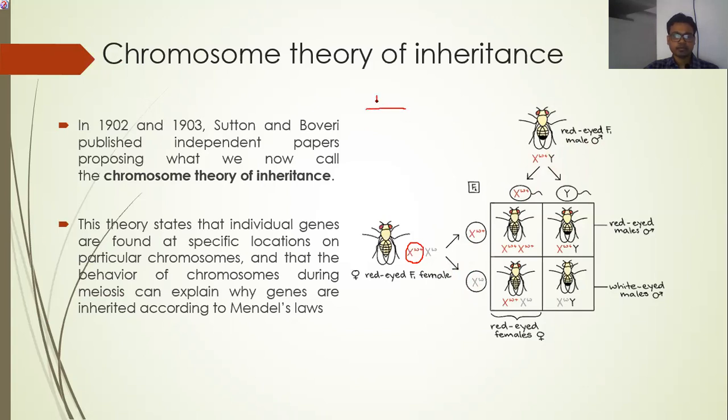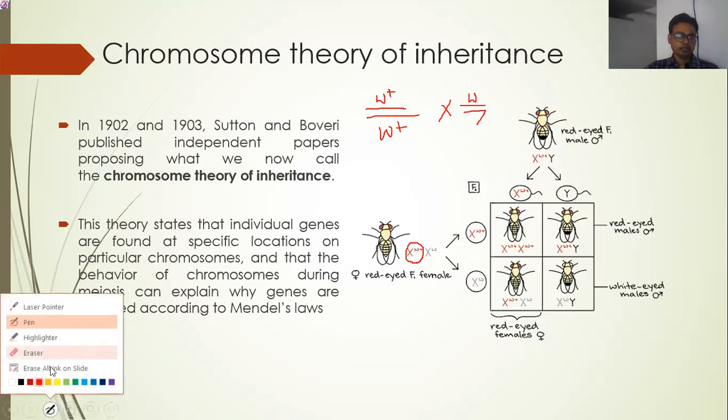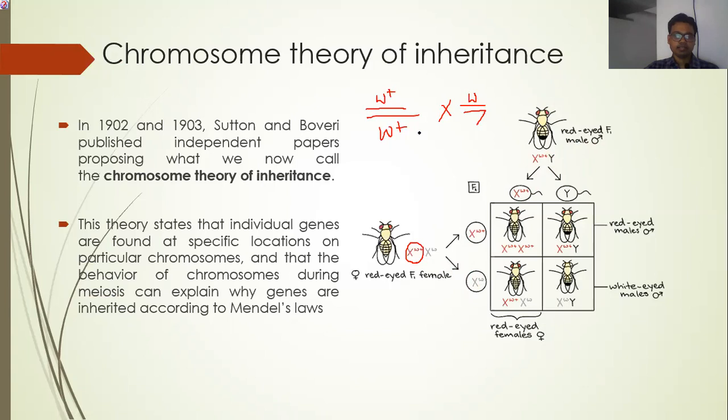The first chromosome is W plus and W plus, and the other is W and Y chromosome. These are crossed, and as a result he has obtained these two characters, one male and one female. This one is the female and this one is the male. This is the red and this is the white.